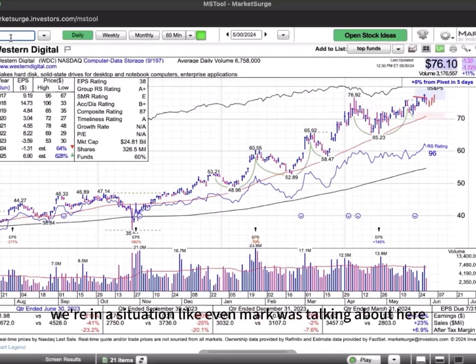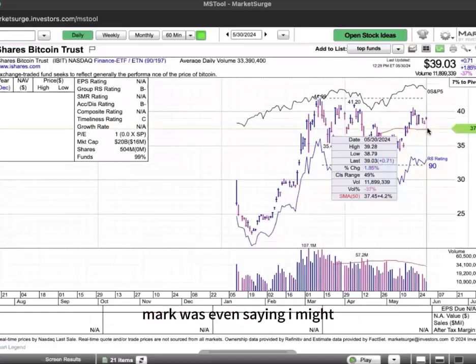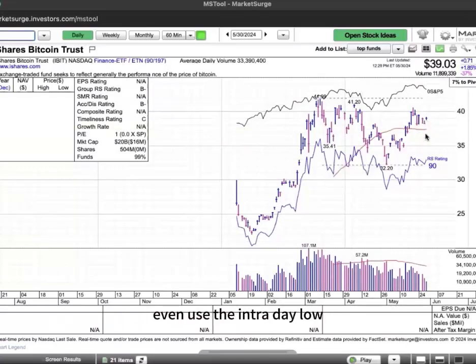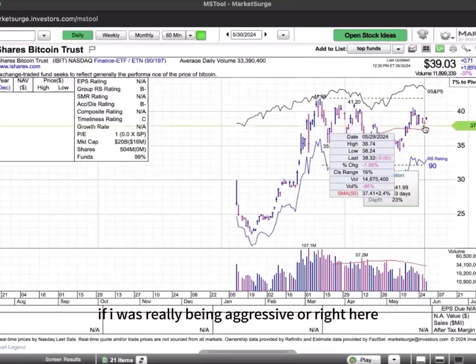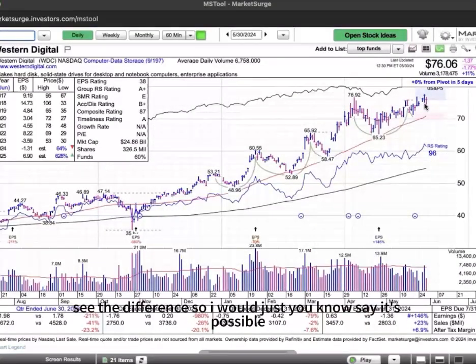In a situation like Mark was talking about here, where we're expecting this to get going right off the hop, Mark was even saying I might use the intraday low if I was being aggressive, right here, because that right side isn't, if this fails, it's not that it can't reset, but we'll just step aside. Where this being really tight right here makes a lot more sense to me than right here. See the difference?